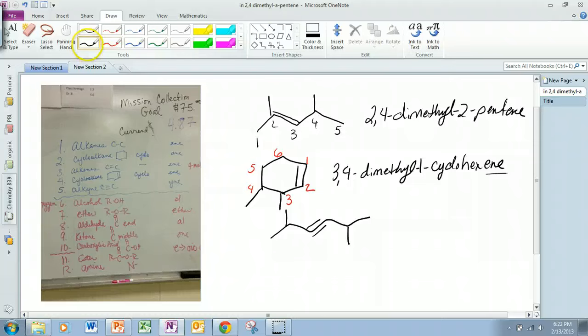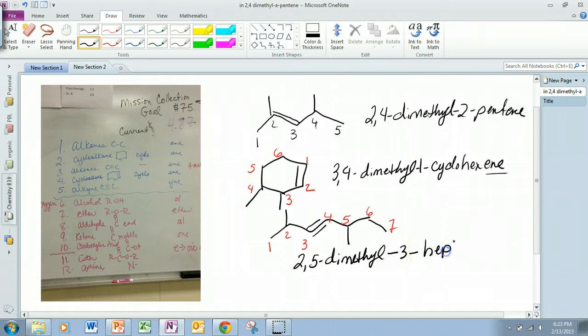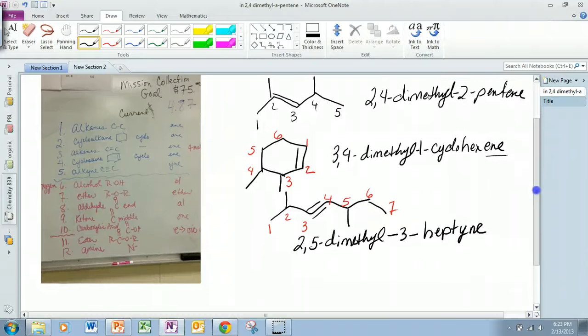Here, let's make this a little longer so it's not symmetric. And we would have to start numbering from the left to the right. And so this would be 1, 2, 3, 4, 5, 6, 7. And so we're going to have methyl groups on 2 and 5. So it's going to be 2,5-dimethyl, and then 3, and then hep, and then we change the ending to YNE. And so that would be like number 5 in our picture from class.